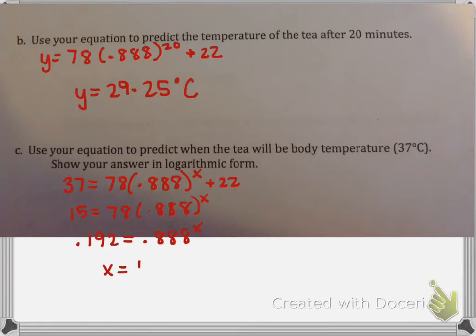So all of this is sort of, you need the same set of skills to do each of these problems, and then it's just adapting it to the problem that's at hand. Okay, so here's what the logarithmic form should look like, and then if you did type that into your calculator, you should have got that x equals 13.893 minutes.